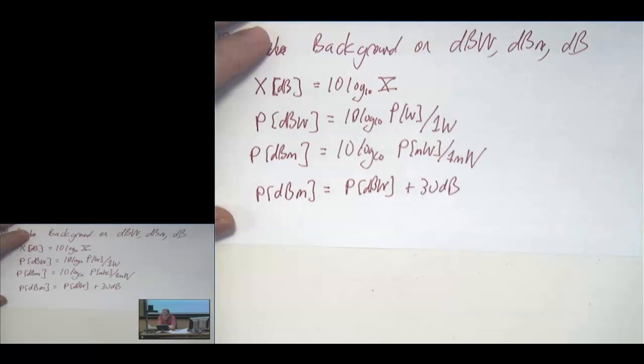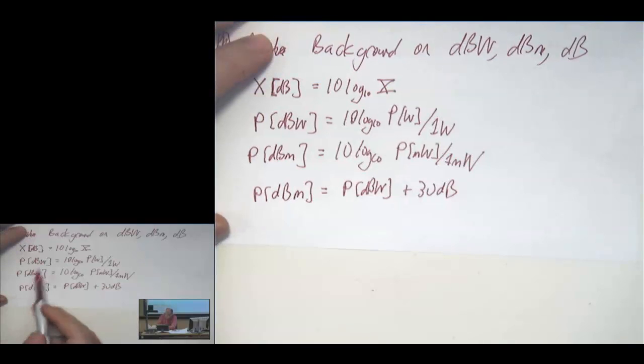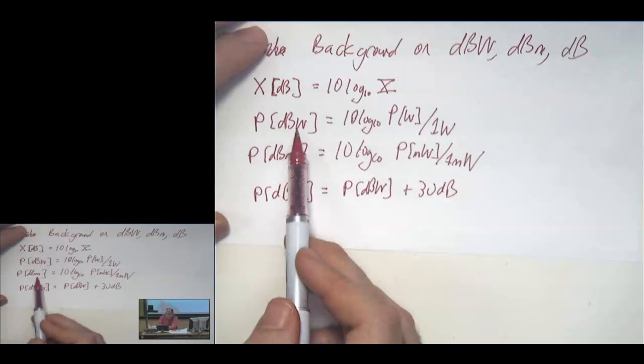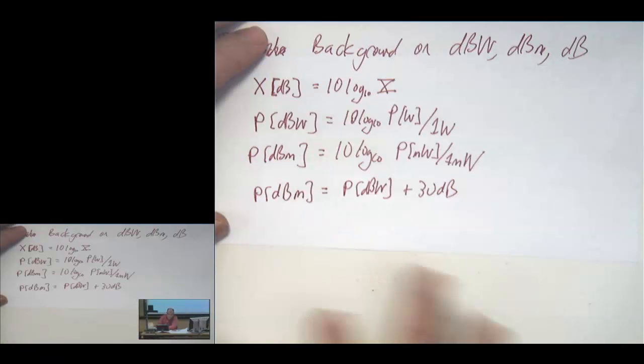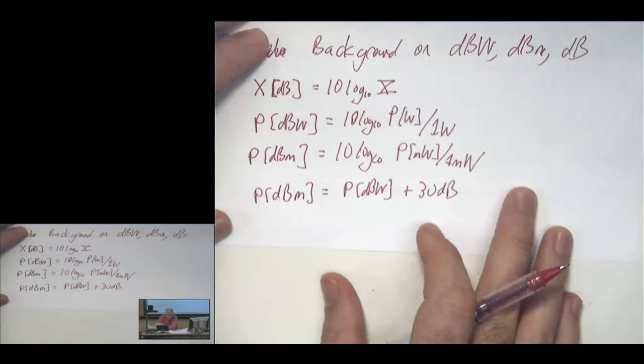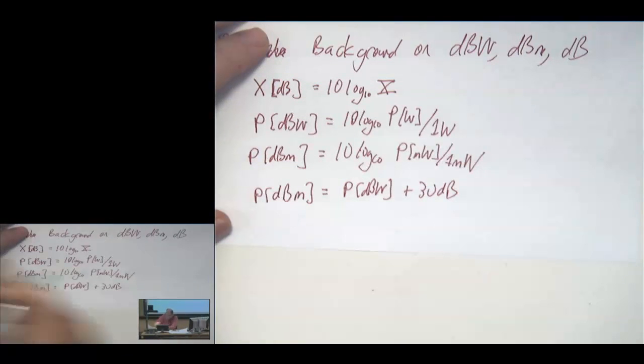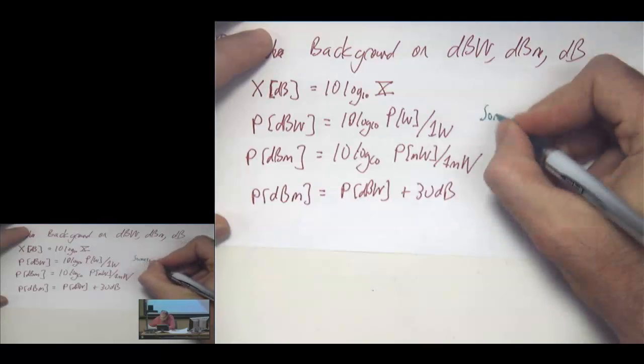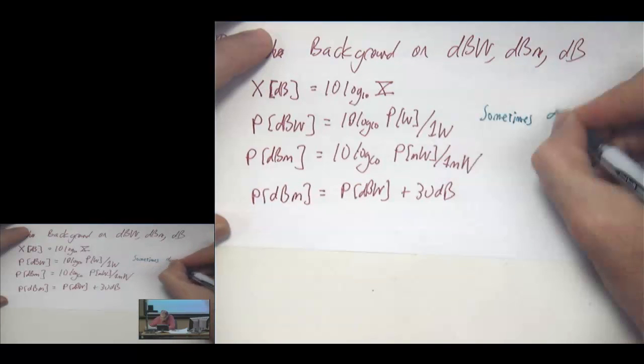Now, in the notation dBW and dBm, the W often disappears. The M doesn't disappear, but the W often goes away, and it's okay. It's just not always shown here. So let me point that out. Sometimes it's just dB.